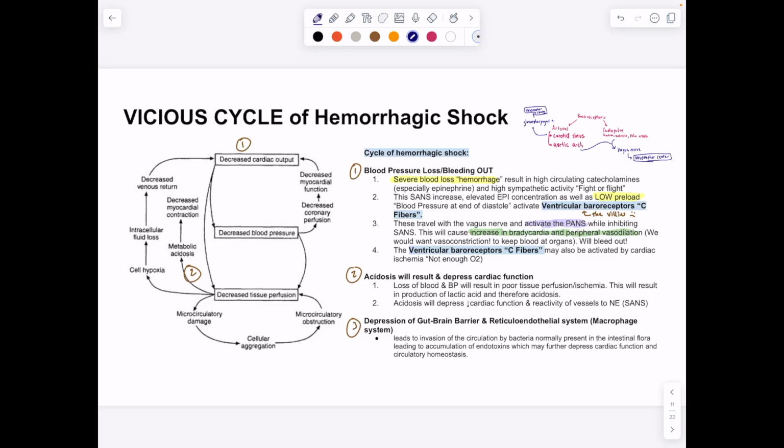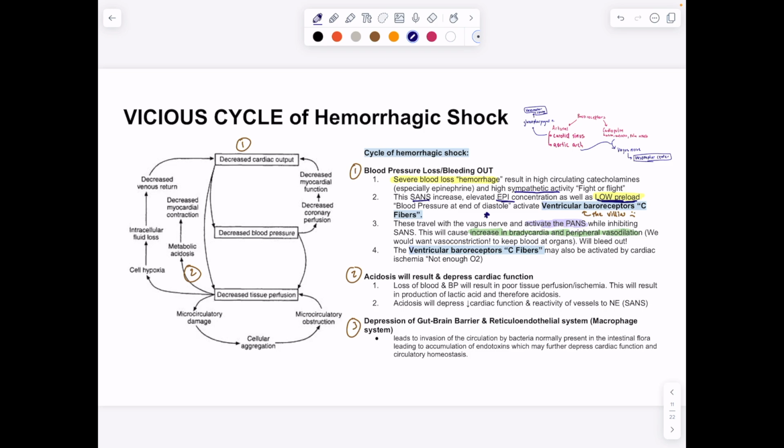Okay, so what is this vicious cycle of hemorrhagic shock that can be induced by the ventricular baroreceptors? So the idea is that if you are bleeding out, you have a lot of blood loss due to hemorrhage, what you can have happen is severe blood loss will result in high circulating catecholamines, especially norepinephrine, and an increase in sympathetic activity, fight or flight. The sympathetic activity increase, as well as the epinephrine concentration, and a low preload, aka the blood pressure at the end of the diastole phase, can activate our ventricular baroreceptor C fibers.